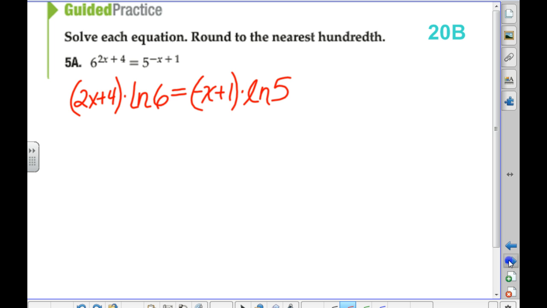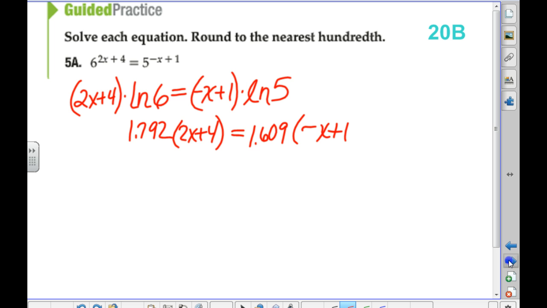You can, but you're going to end up with logs all over the place anyway. So the natural log of 6 is 1.792. And that's got to be distributed through here. And over here, the natural log of 5 is 1.609. And that's got to be distributed through here.